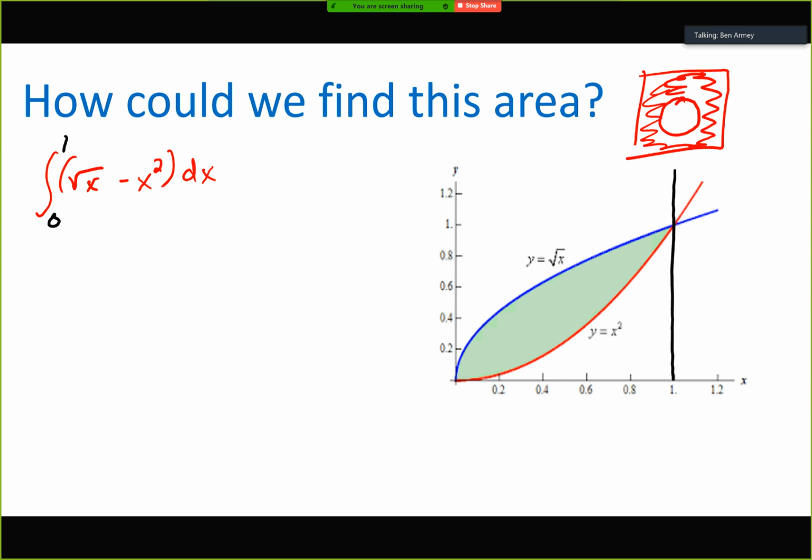Okay, because 0 to 1 of my blue line, my root x, is going to give me all of this area. 0 to 1 of x squared is going to give me essentially this white space. So I'm going to take the whole thing, subtract out the white space, and that's only going to leave me with the green.